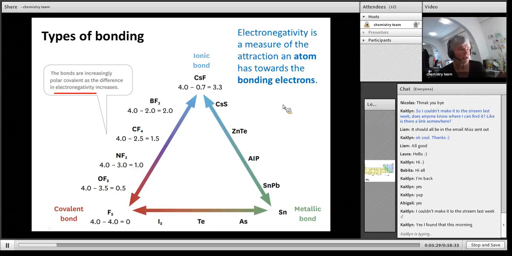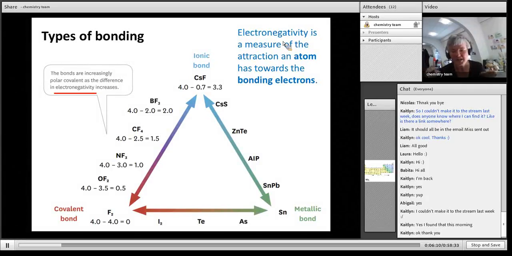Okay, now you will need to know about electronegativity, and that, as I say, it's a property of an atom. It's not a property of a molecule or a group of molecules. So I can't say the electronegativity of ammonia or the electronegativity of oxygen gas, but you can say the electronegativity of the oxygen atom or the electronegativity of nitrogen. It's a property of an atom, and it's a measure of how strongly it attracts the bonding electrons.